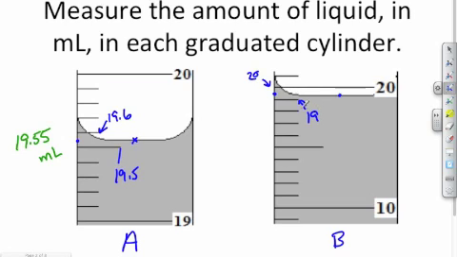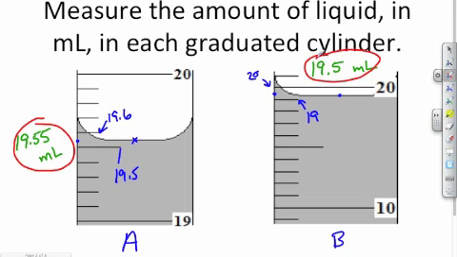Our smallest mark here is 19. That we can be sure of. And so if I estimate a digit beyond that, I'm about halfway between 19 and 20, so I'm going to say 19.5 milliliters is the volume in graduated cylinder B. Alright, so let's take a look at these two measurements, 19.55 milliliters and 19.5 milliliters.